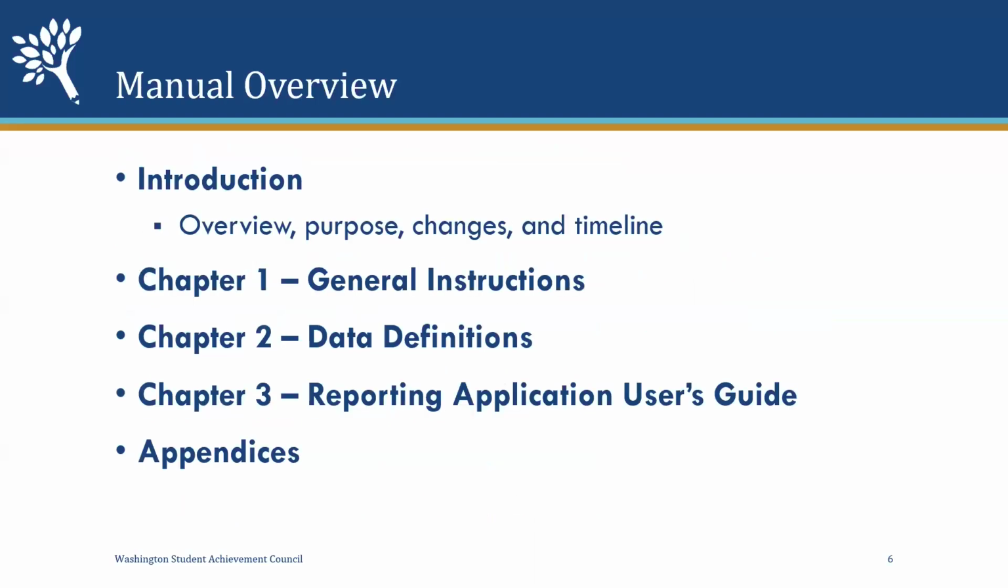The manual has basically 5 pieces. You've got the introductions, the 3 chapters, and then the appendices. The introduction is really the place where you can look at a glance to see what the overview is, purpose, changes, and the timeline that I just talked about. And then you've got the chapters: the general instructions, data definitions, reporting application user's guide, and then the appendices. The appendices are really your friend. We'll talk about the separate appendices a little later, but it is a really important part of the manual.